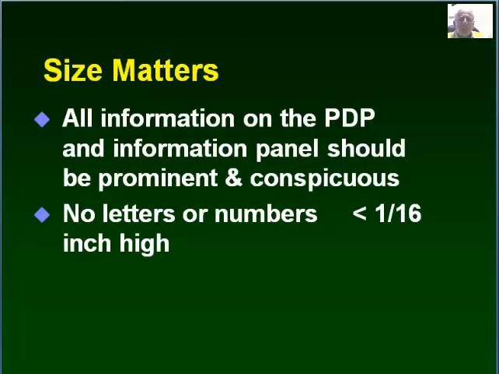And size matters. All information on the principal display panel and information panel should be prominent and conspicuous, and no letters or numbers can be less than 1/16 of an inch high. So there is some control over the size, and this is important so that it's readily available and can be readily seen by the consumer.